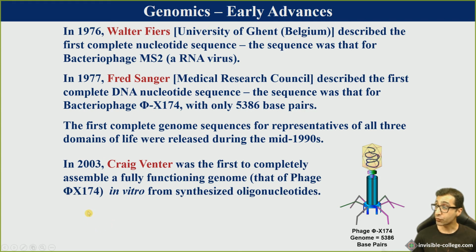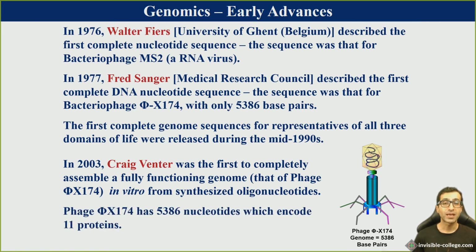Now, in 2003, Craig Venter was the first to completely assemble a fully functioning genome, that of this phage virus here, in vitro from synthesized oligonucleotides. So, again, this has a nucleotide sequence of 5,386 nucleotides, and these nucleotides code for only 11 proteins.